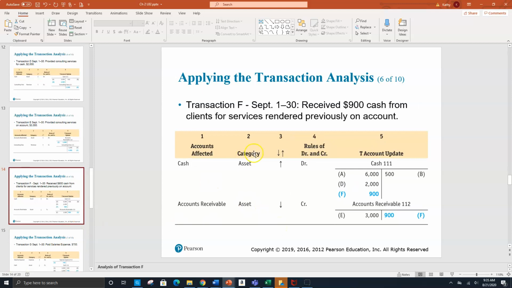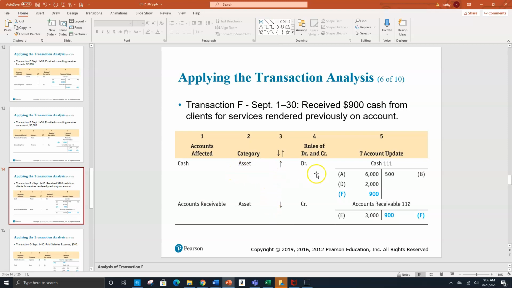Transaction F, received $900 cash from clients for services rendered previously on account. So the accounts affected, we're debiting cash. Our cash and accounts receivable, these are both assets. One's increasing, one's decreasing, because the customers are paying on account. So now accounts receivable is decreasing. So this is called a shift in assets, where your cash increases and your accounts receivable decreases.